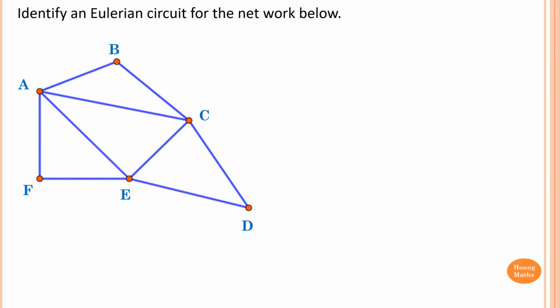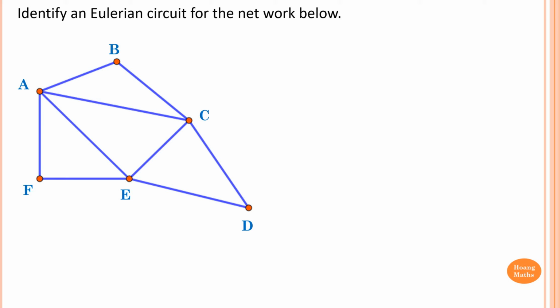Please stop the video. Try this one yourself. Before we even start identifying an Eulerian circuit for this network, we first need to identify whether it even exists or not. So first of all, we need to find the degree of each vertex.